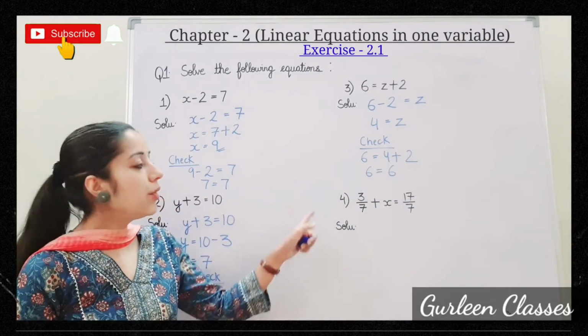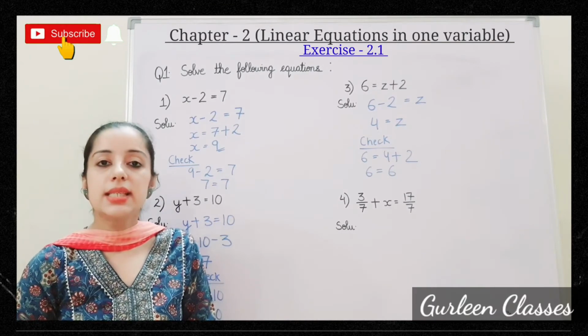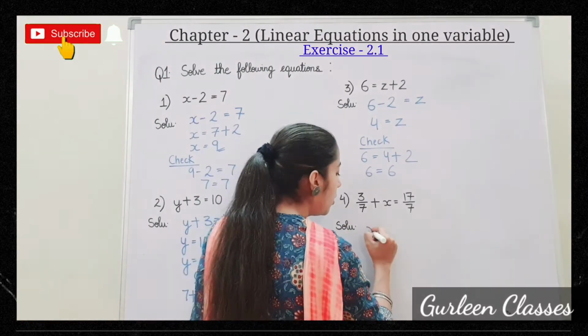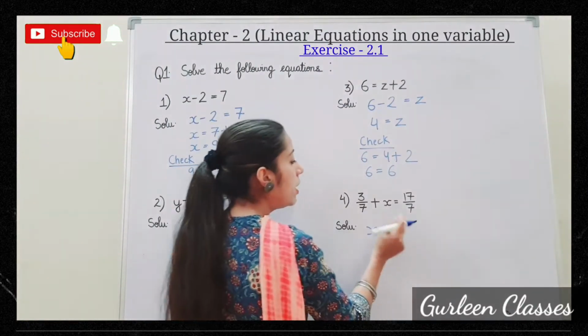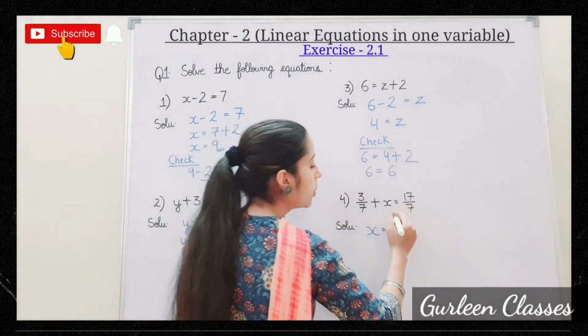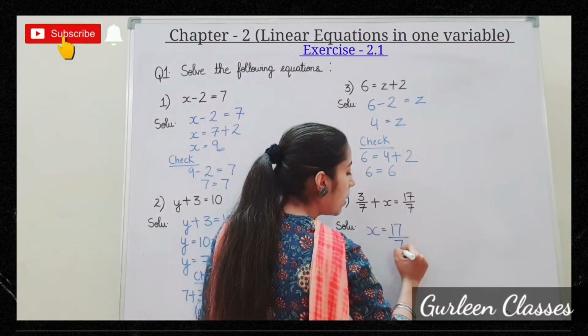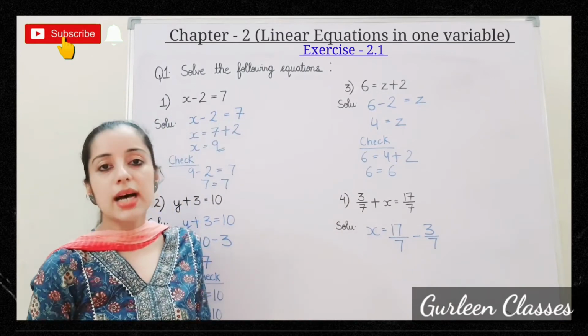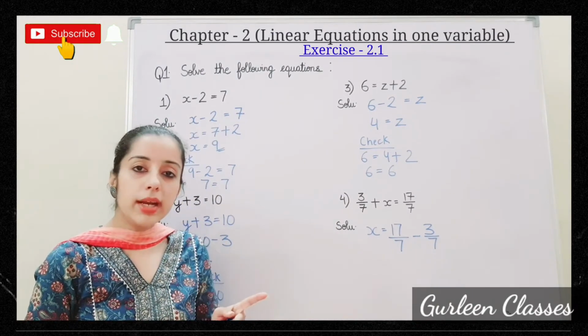Fourth part, 3 upon 7 plus x is equal to 17 upon 7. So here variable will remain to the left side. We will transpose 3 upon 7 to the right side. 17 upon 7 minus 3 upon 7. Denominators are same. Subtract the numerators.